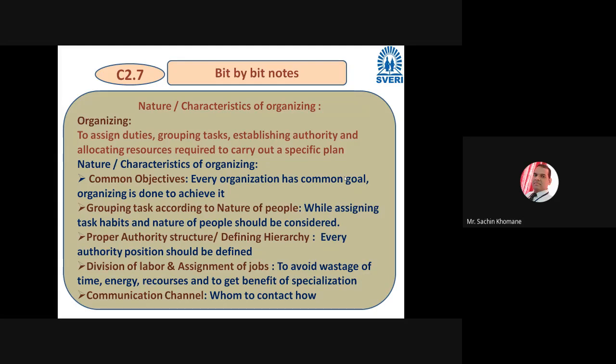Suppose you have some skilled labor, semi-skilled labor, right? So who is having more skills, you should appoint at that particular group where skills are required. So you have to divide your labor into proper groups. Why? To avoid the wastage of time. If any expert labor is there, then you have to appoint at the very genuine areas where this expertise is required.